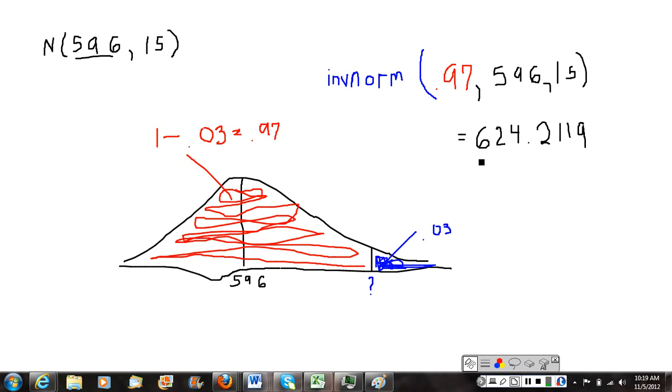The final thing you want to do, this would be the answer you'd enter into WAMAP, but in your picture, you want to draw that number on the horizontal axis to say this question mark, we found out what it was. It was 624.21. We'll just say 624.2 ounces gives us the top 3% of fruit weight.